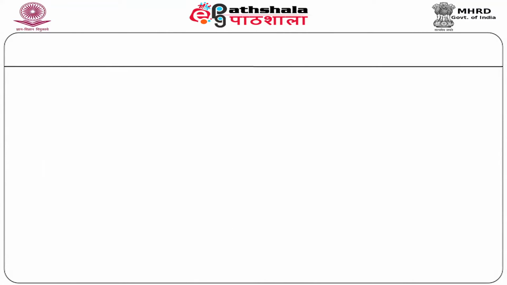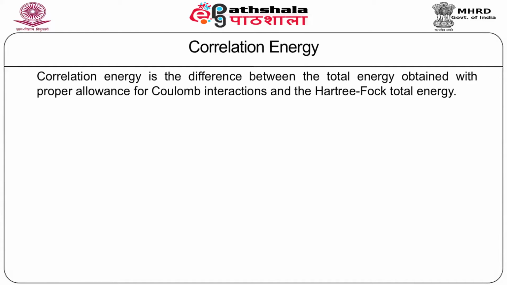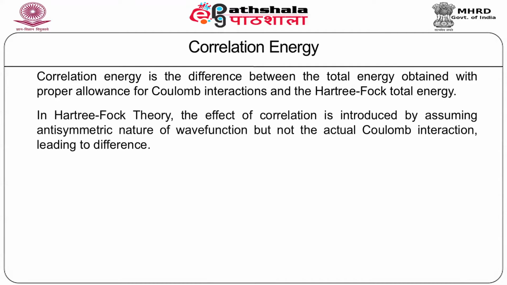We next discuss the concept of correlation energy. Correlation energy is the difference between the total energy obtained with proper allowance for Coulomb interactions and the Hartree-Fock total energy. In Hartree-Fock theory, the effect of correlation is introduced by assuming antisymmetric nature of wave function, but not the actual Coulomb interaction, leading to the difference.